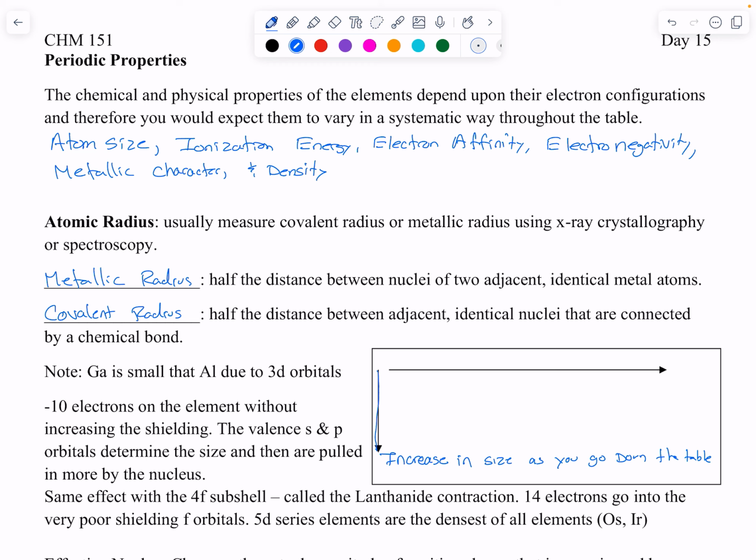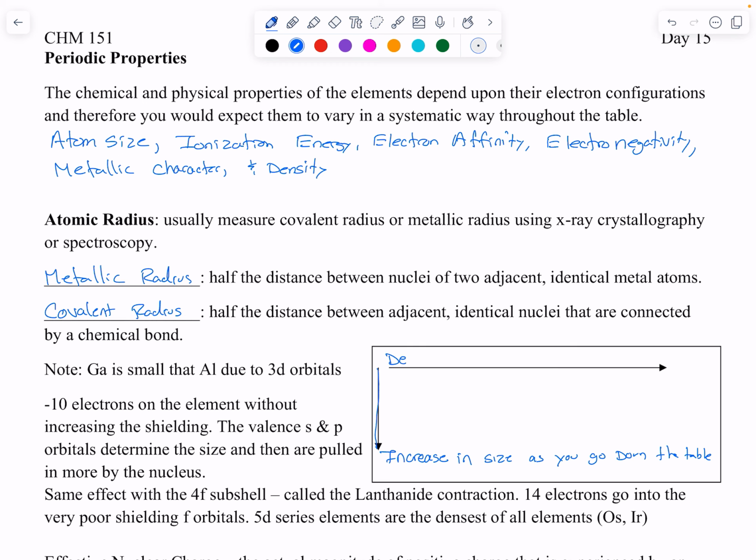What's weird is that as we go across a period, we decrease, and that's a hard decrease, in size due to increasing nuclear charge.